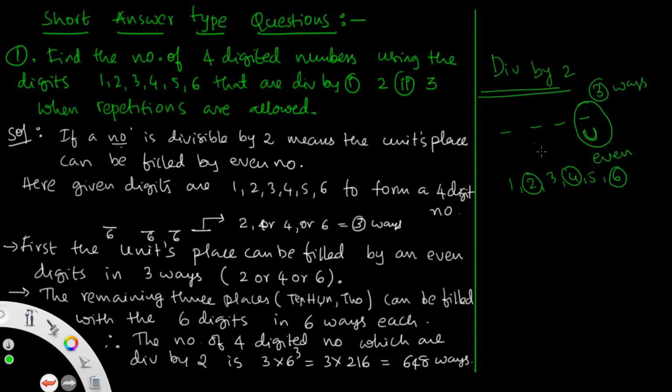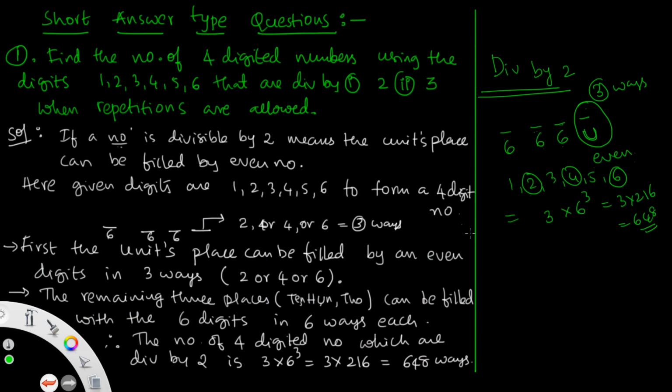And next, the tens place, hundreds place, and thousands place can each be done in 6 ways. Why? Because repetitions are allowed, so the tens place has 6 ways, the hundreds place 6 ways, and the remaining thousands place also 6 ways. That is nothing but 3 into 6 cube. So that is the answer: 3 into 216, that is 648 ways. This is the number for the divisibility rule by 2.